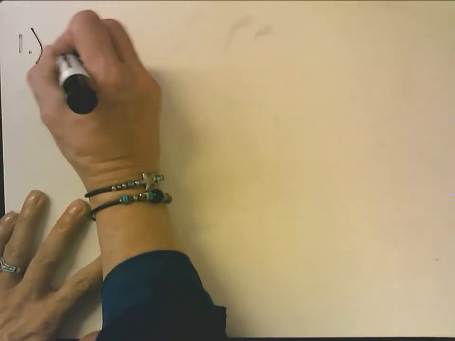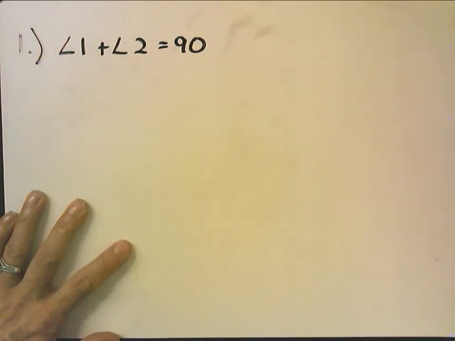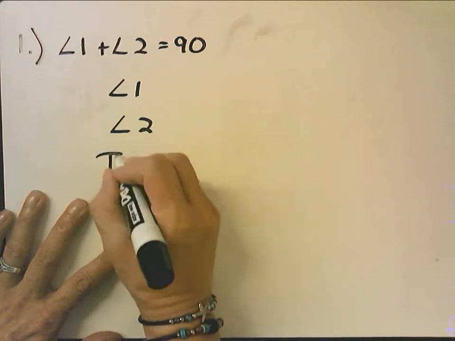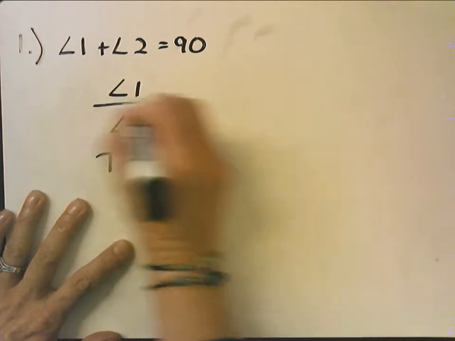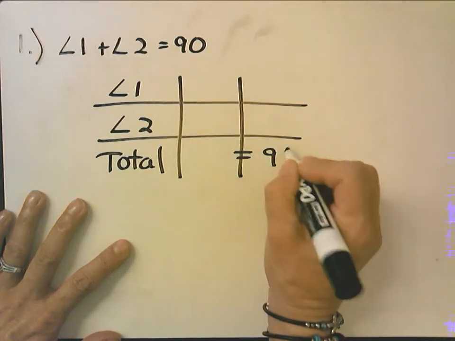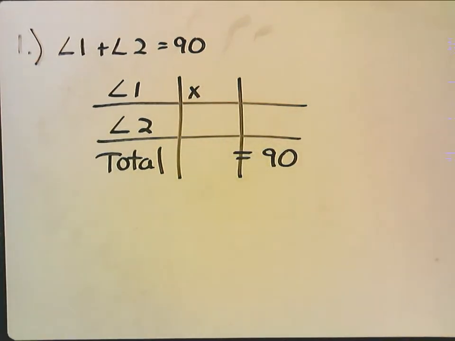Well, what we need to first figure out is what is our unknown. Our unknown are the two angles. So, we know angle 1 plus angle 2 equals 90, right? Because they say they're complementary. We don't know what angle 1 is, we don't know what angle 2 is, but we know if we add them together, they equal 90. So I'm going to let angle 1 equal x.